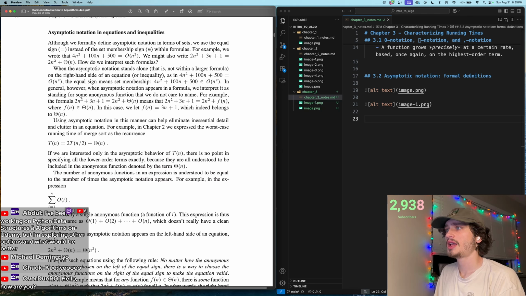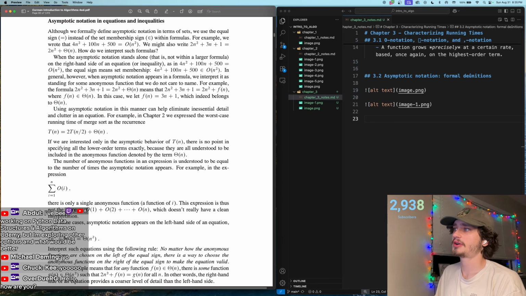For example, in this formula, where we have the notation within an expression, it means that 2n squared plus 3n plus 1 is equal to 2n squared plus f of n, where f of n is in theta n. In this case, we let f of n equal 3n plus 1, which indeed belongs to theta n. Using asymptotic notation in this manner can help eliminate inessential detail and clutter in an equation.